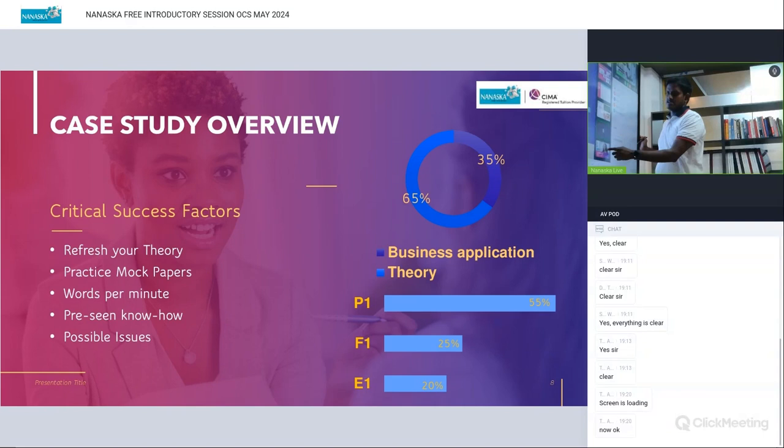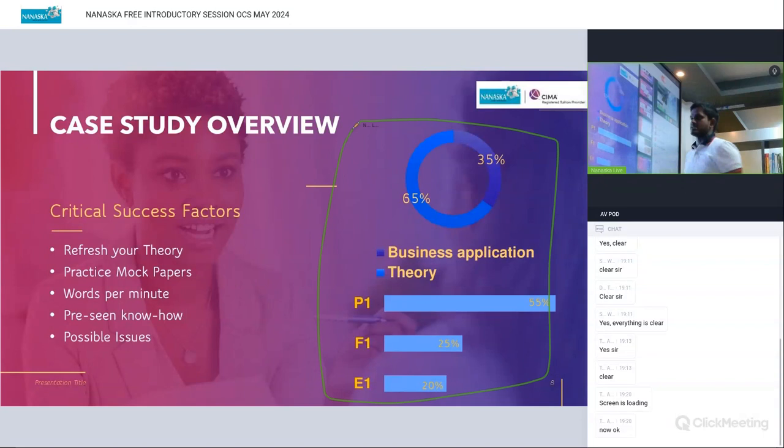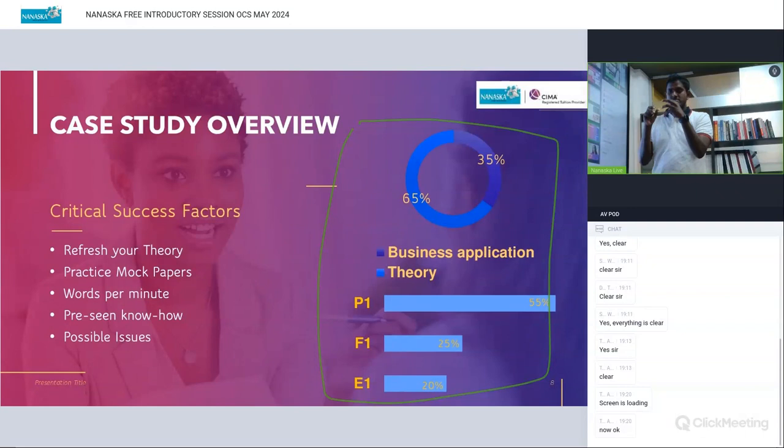We did discuss the overview, the critical success factors, and the composition of the case study, which is the most important element here, I would say. The composition of the case study. So you need to understand the weightage that is being applied to your theory elements. So it's very critical. So I want you to start today, right?